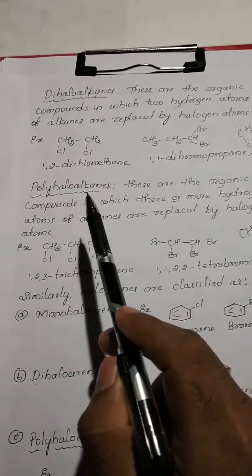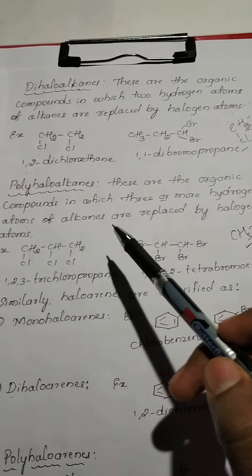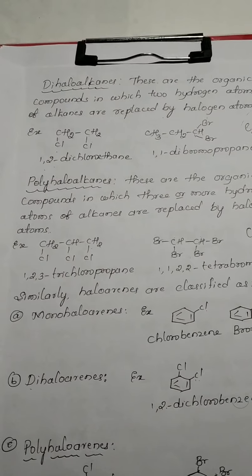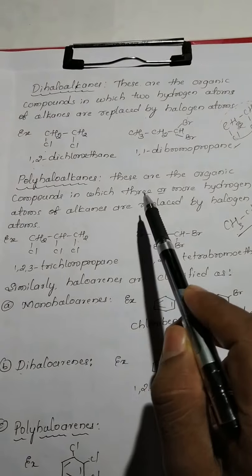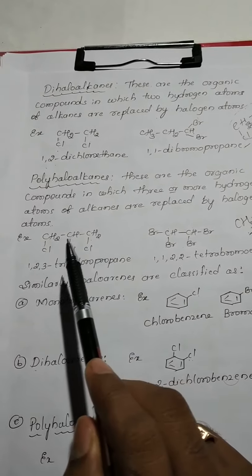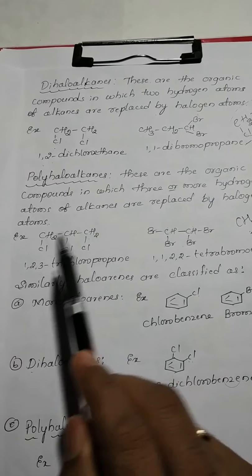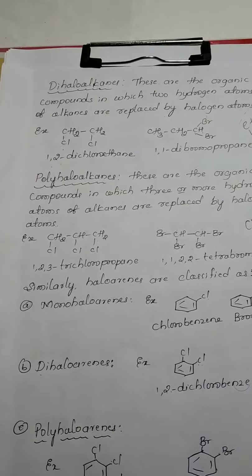Next is polyhaloalkanes. What do you mean by polyhaloalkanes? Here also I said already, 3 or more halogen atoms present in the organic compound, that is called polyhaloalkanes. Just see here, these are the organic compounds in which 3 or more hydrogen atoms of alkanes are replaced by halogen atoms. See here, initially 3 hydrogen atoms were there. I have replaced 3 hydrogen atoms by 3 chlorine atoms, and this is called trihaloalkanes, or polyhaloalkanes. Name of this compound is 1,2,3-trichloropropane.